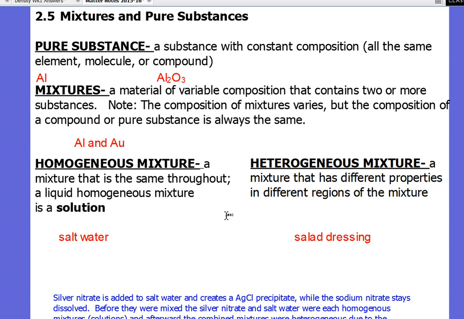Salad dressing, you end up having layers of things, and you shake it up and you pour it real fast, because if you wait even a second, it starts to separate back out because it's got very different properties and the mixture is not an even mixture.